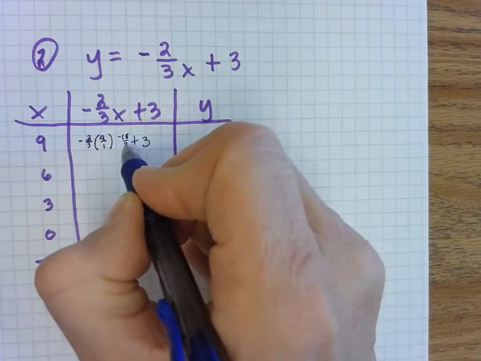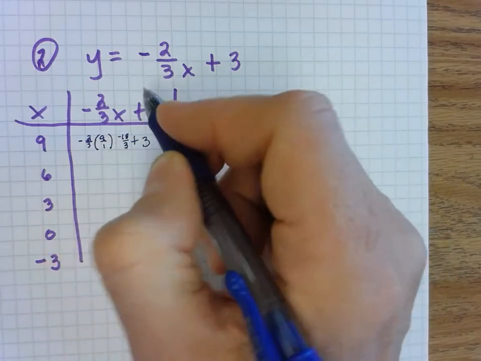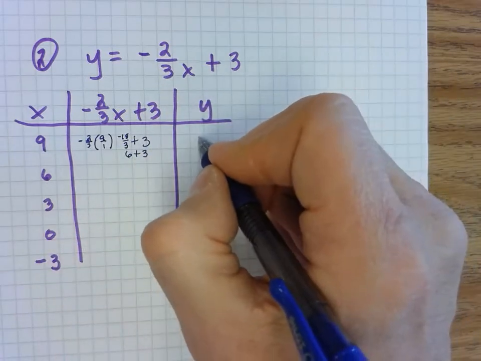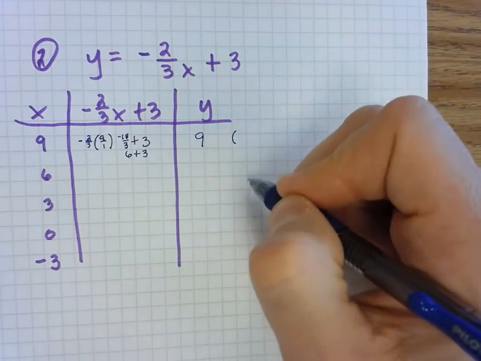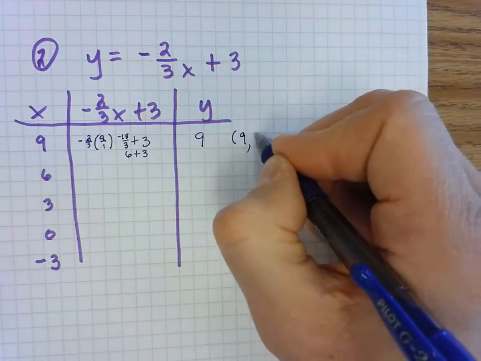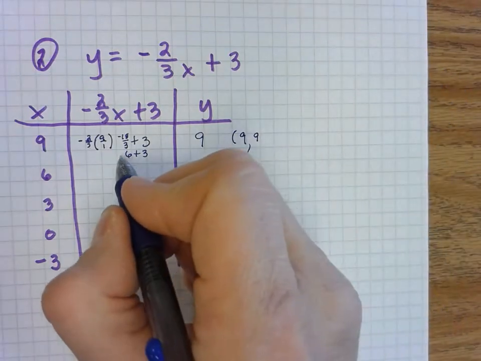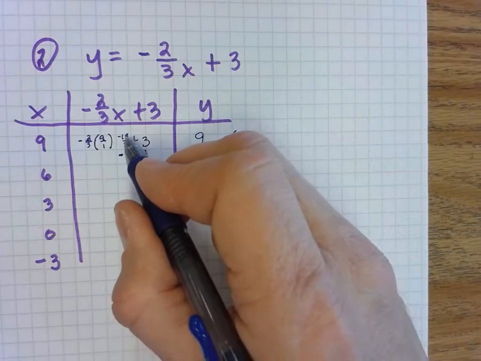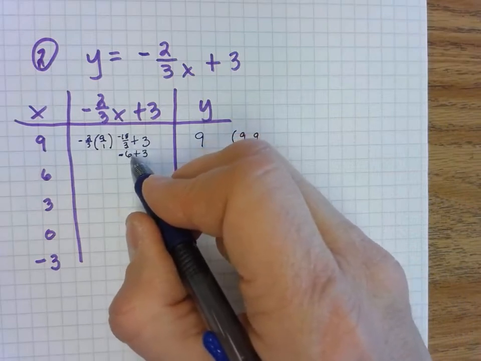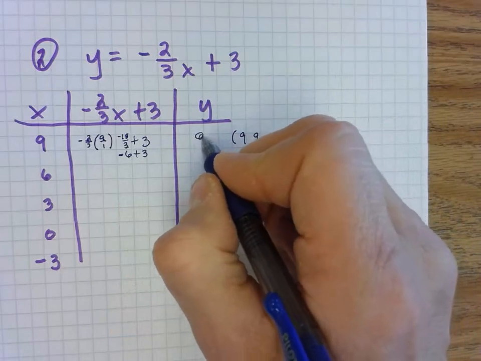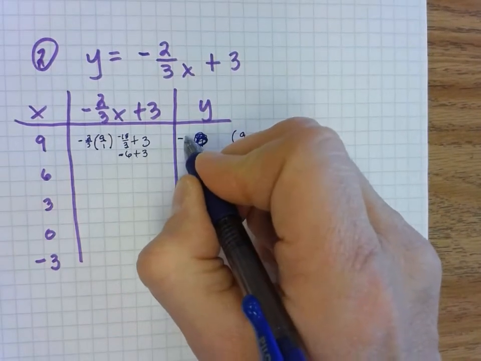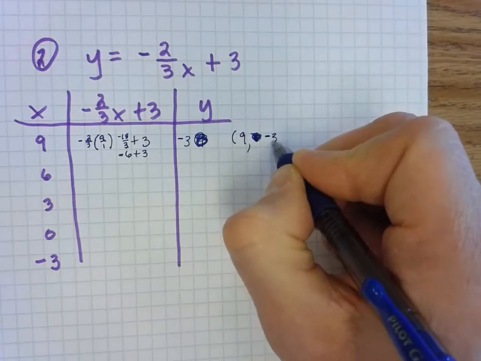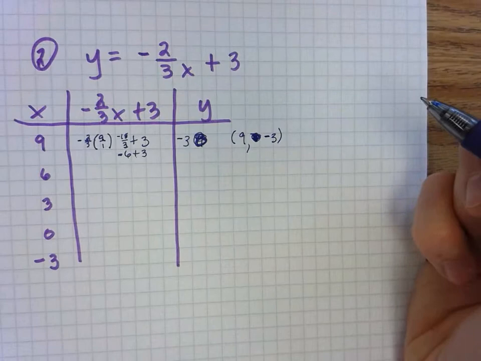3 times 1, of course, is 3. Negative 18 divided by 3 is 6. And 6 plus 3 is 9. So the first point I'm going to graph is going to be 9. Oh, hold on, I messed that up. That's negative 6 plus 3. That is my bad. I almost messed that up. So negative 18 divided by 3 is negative 6. Negative 6 plus 3 is not 9. That is negative 3. See? Even the old guy makes mistakes. Alright, so it should be 9, negative 3.